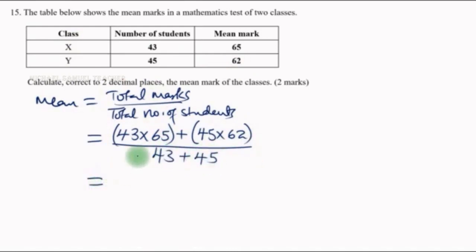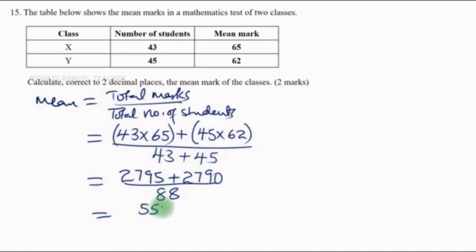So here I'll end up getting 43 times 65, that is 2795, plus 45 times 62, that is 2790. The total number of students is 88. So this is the same as 5585 divided by 88. So we get 63.47, correct to 2 decimal places.